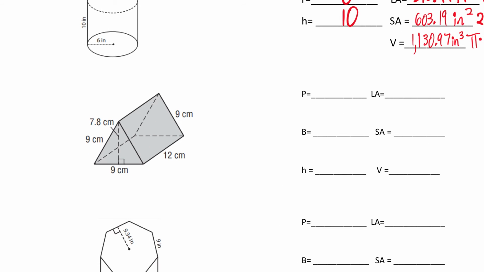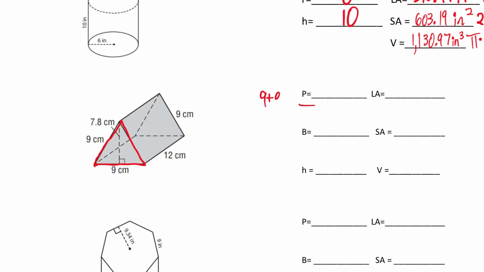Okay, now for this triangular prism. P is perimeter of the base. What's the perimeter of this base going to be? 27. It's an equilateral triangle. 9, 9, 9. So just 9 plus 9 plus 9. That's 27. How are we going to find the area of this base right here? Good. So 9 times 7.8 divided by 2 is what? 70.2?